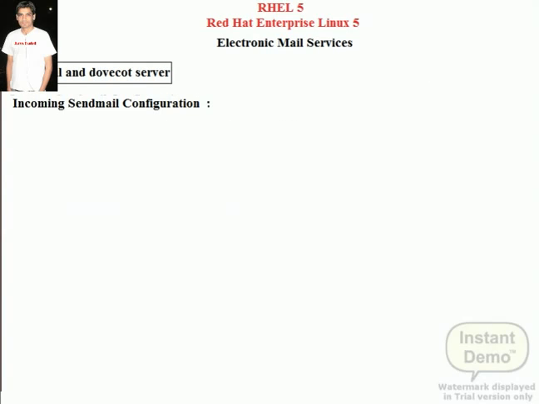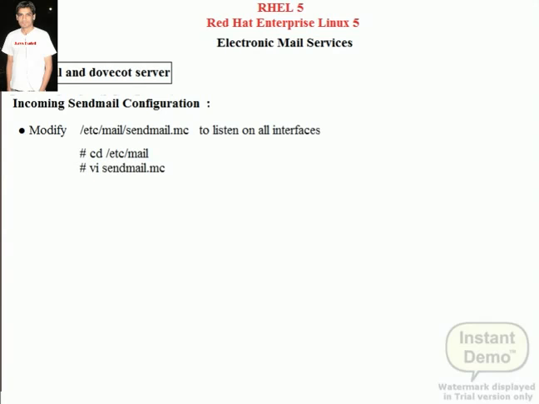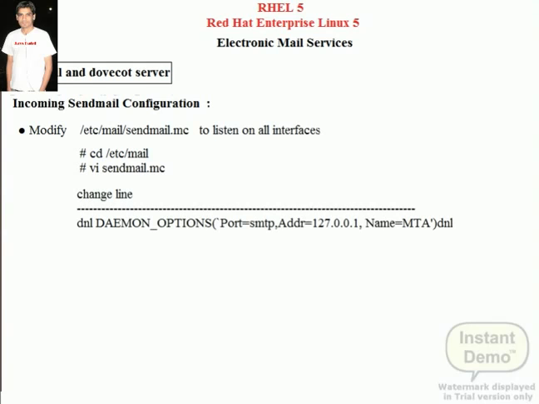Now we configure the incoming Sendmail configuration. For that we open the Sendmail configuration file. The file is stored in our /etc/mail directory. The file name is sendmail.mc. For that we run the following command, and we change the following line in our sendmail.mc file.